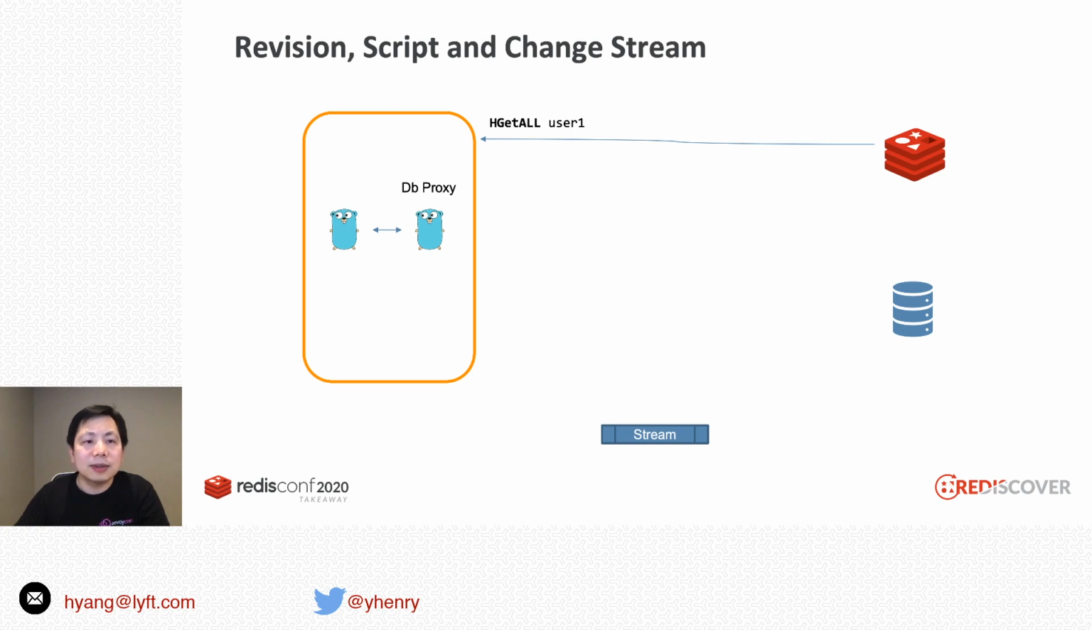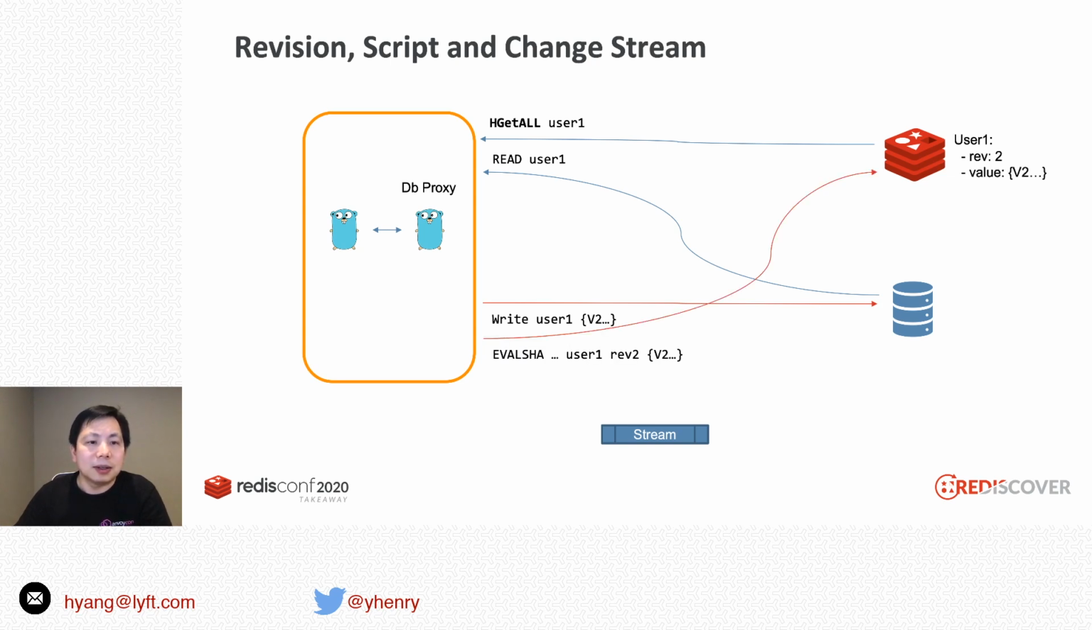So we got a cache miss, and we read from the database. Now our racing write comes in, we update the database, and we use the Lua script to update the cache. Now we know that it's revision 2, and the Lua script update from the read path would be a no-op because the revision is older than what is already there.